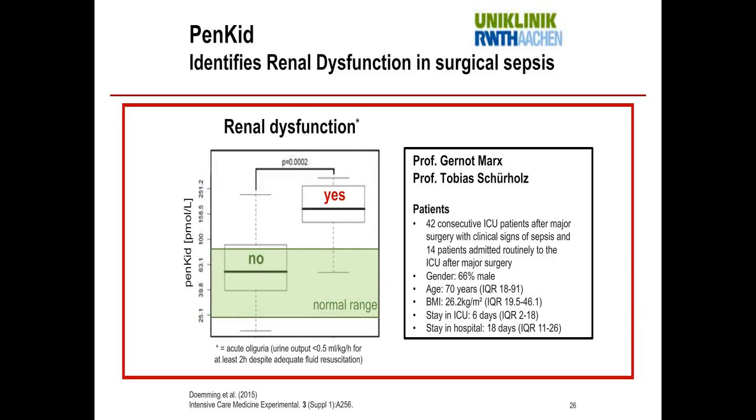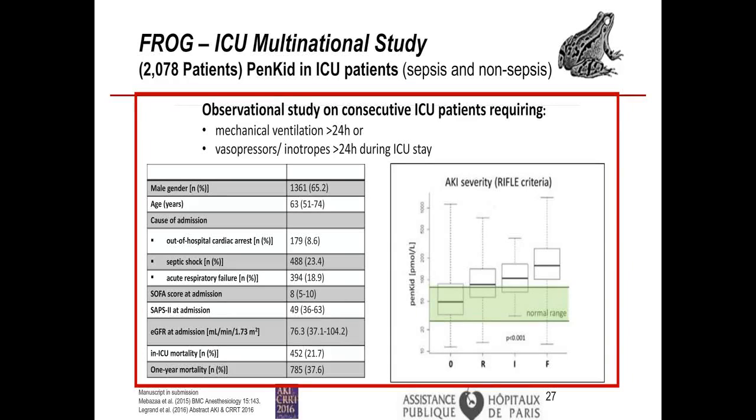Now, here's a study of renal dysfunction in surgical sepsis. Again, 42 consecutive ICU patients after major surgery who presented with clinical signs of sepsis. Renal dysfunction, yes or no? PENKid at a level of 100 was a very robust differentiator of early renal dysfunction in the setting of surgical sepsis.